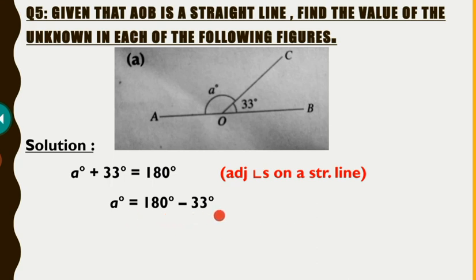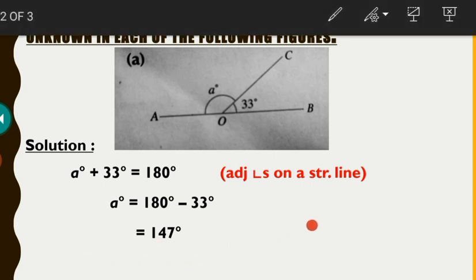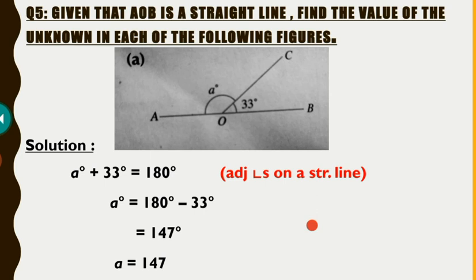a is equal to 180 minus 33. Here 33 is positive. When we shift it to the right side, it will be negative. So 180 degrees minus 33 degrees, the answer is 147 degrees. So we can say that a is equal to 147 degrees. Okay, this is the answer.